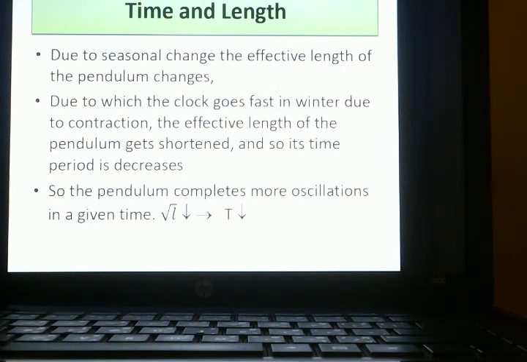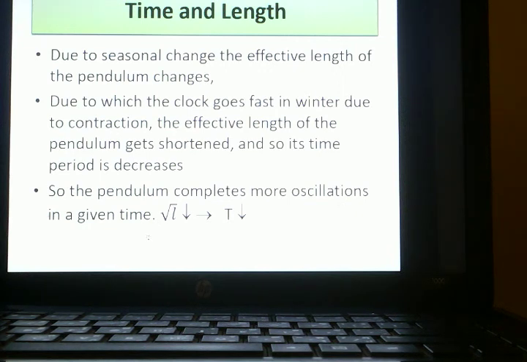Why will it start ticking faster? Because during winter, due to extreme cold temperature, the particles of the string will go on contracting. So naturally the effective length of the string will shorten, or reduce. Due to this reducing length, what will happen? The time period will also decrease, as both are directly proportional. So the pendulum will complete more oscillations in a given time period.